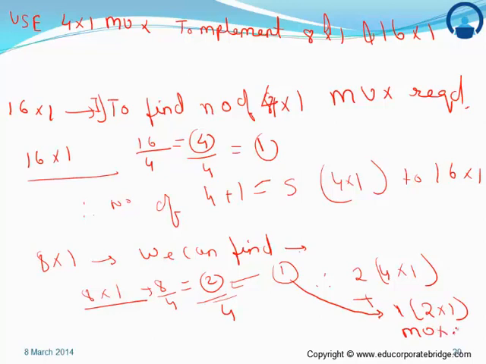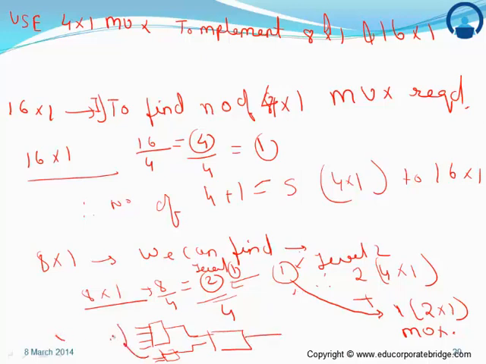Therefore, the construction for this will be like this. This is level 1, this is level 2. So this will be 0, 1, 2, 3. This will be again 4 inputs, 1 output, and since we require one 2 cross 1, these are two 4 cross 1 mux, and this is one 2 cross 1 mux to implement an 8 cross 1 mux.